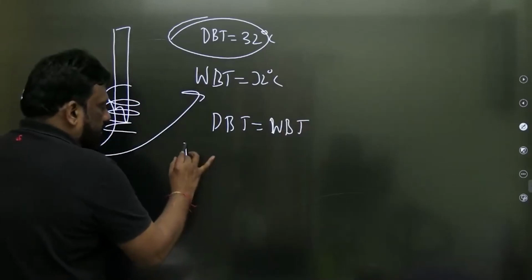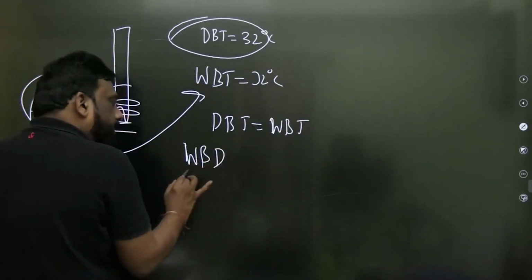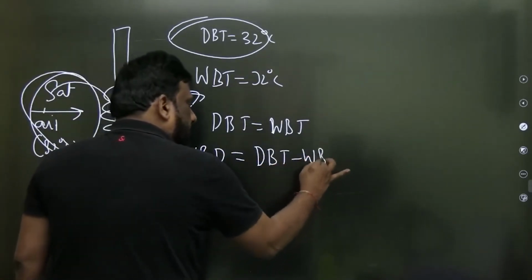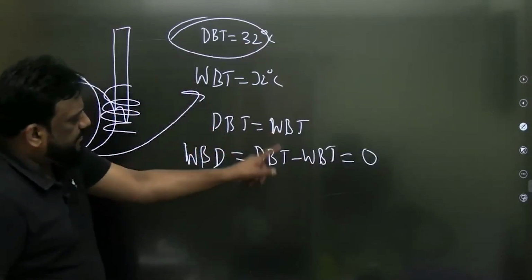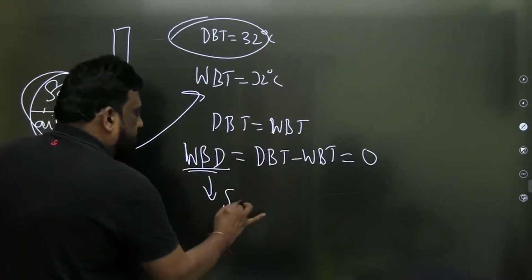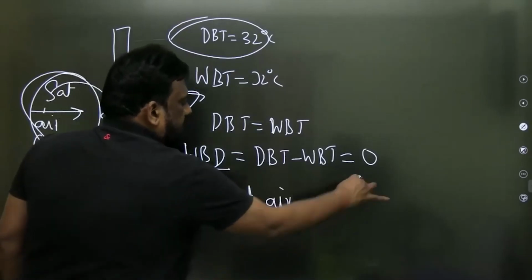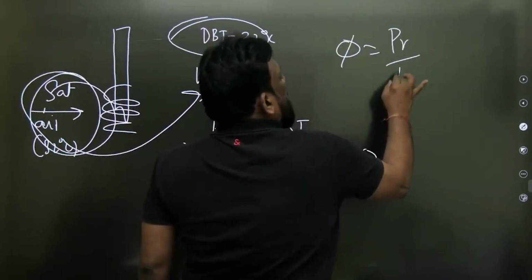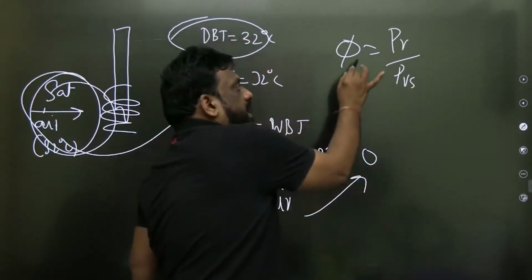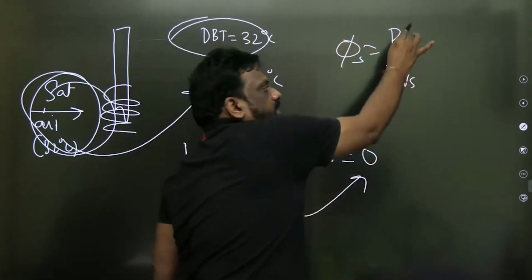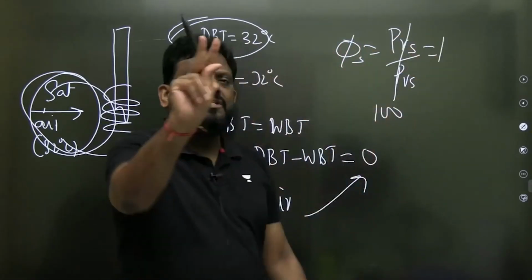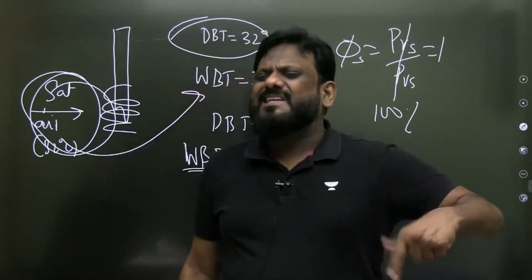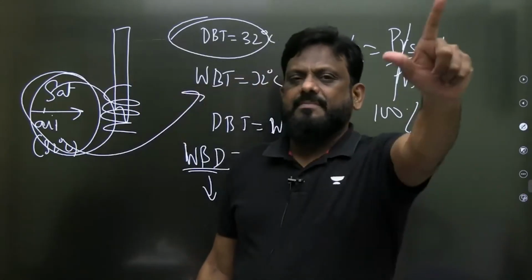And what is wet bulb depression? WBD means wet bulb depression. It is the difference between dry bulb and wet bulb temperature. When both temperatures are the same, the wet bulb depression for saturated air is 0. Yesterday we also saw, for saturated air, what is the relative humidity? It is PV by PVS. Whenever it is already saturated, my PV will be PVS. So therefore it is equal to 1 or 100%. So remember two things: for saturated air, not only is the relative humidity 100%, the wet bulb depression is 0 and the dry bulb and wet bulb temperatures are the same. Are we clear, my dear students?